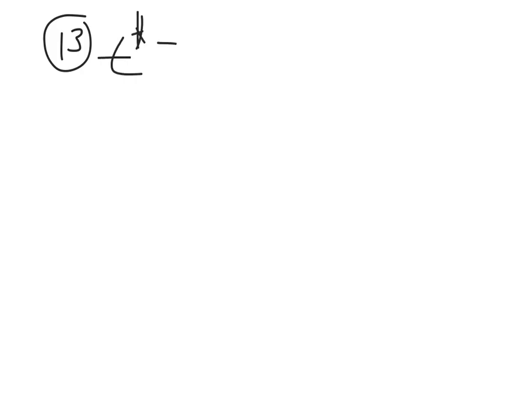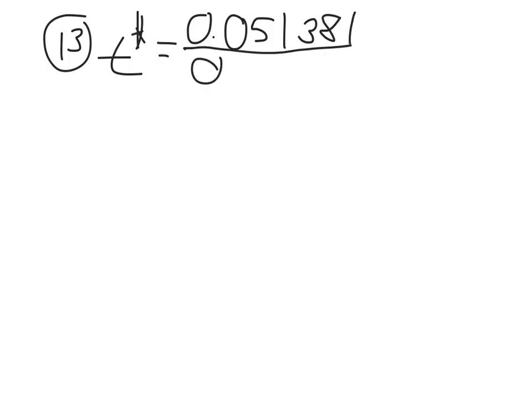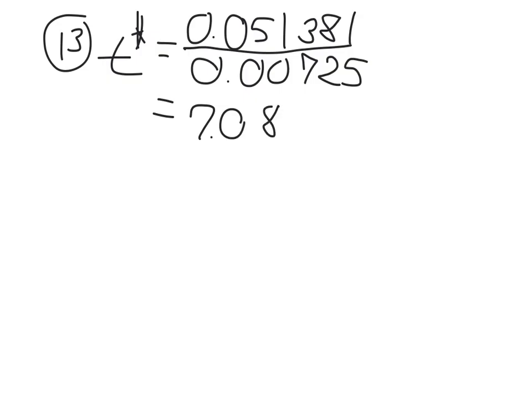You get that by taking the coefficient, which is 0.051381, and dividing it by the standard error, which is 0.00725. When you do that, you'll get something to the effect of 7.087. Okay? Nothing too exciting there.